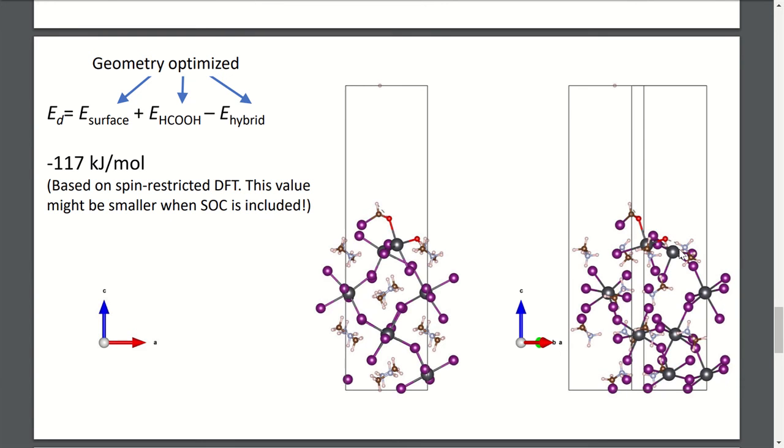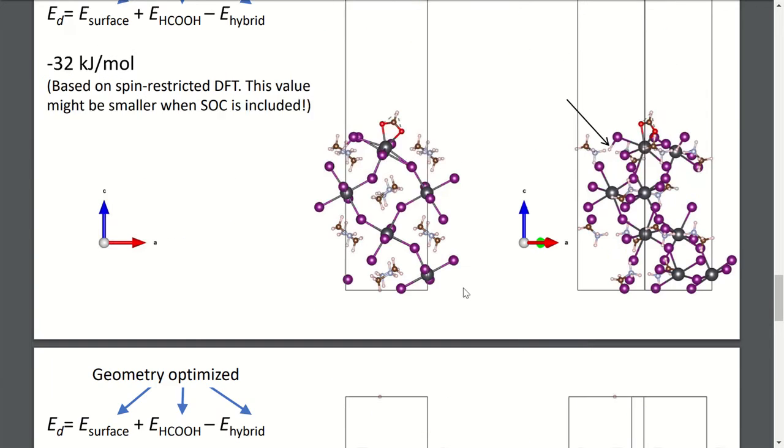I guess this time I'm just breaking the carbon-hydrogen bond, so we have a hydroxyl group and also this CHO. So here this CHO group, the carbon bonding to the iodine, and the hydroxyl group bound to the metal. And it looks more stable. So when formic acid breaks, the binding energy increases.